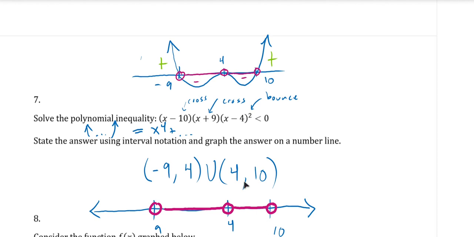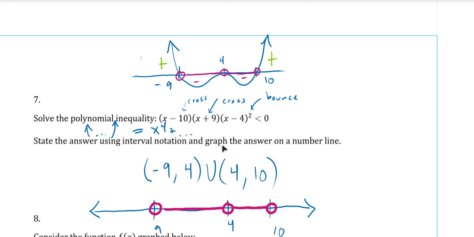Question number 7 asks us to solve a polynomial inequality. And they've already done us the solid of factoring that polynomial. Notice that we have a first degree term, and a second degree term, right, with multiplicities 1, 1, and 2. And that tells us the behavior at each of these zeros. At the 0 at 10, it's going to cross. The 0 at -9, it's going to cross. And the 0 at positive 4 is going to just bounce off of the axis. It's going to touch it and then bounce off of it. And that corresponds to having odd, and even multiplicity respectively.